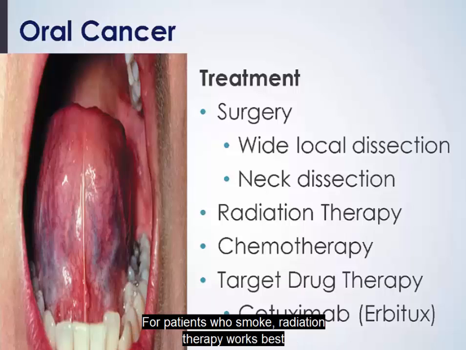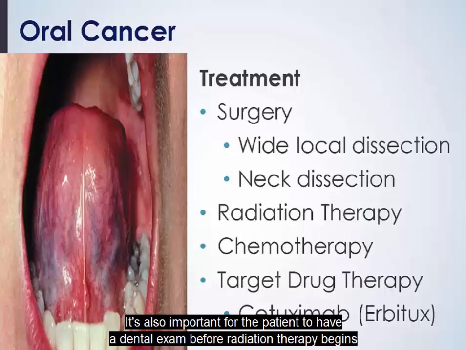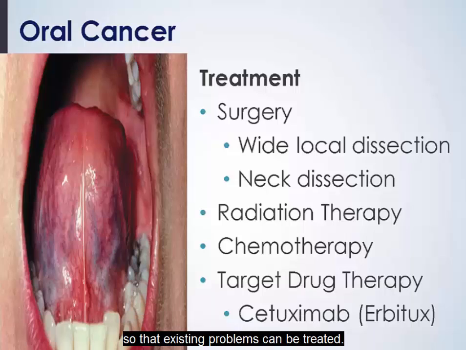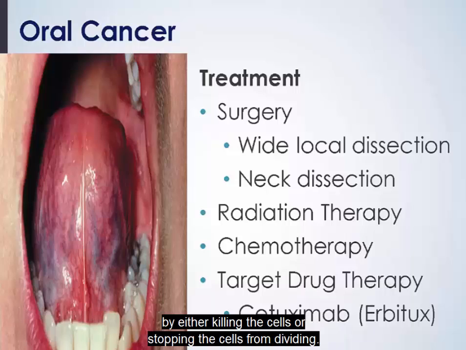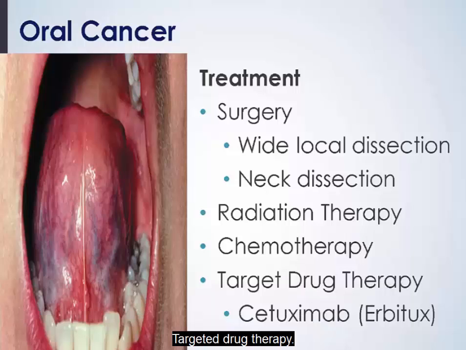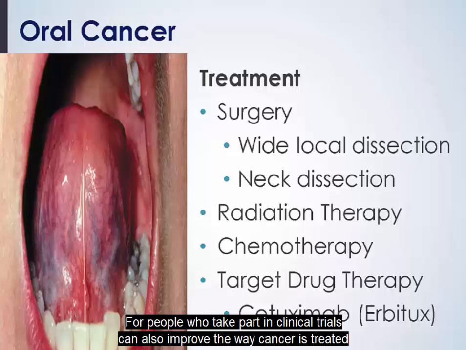For patients who smoke, radiation therapy works best when smoking is stopped before beginning treatment. It's also important for the patients to have a dental exam before radiation therapy begins so that existing problems can be treated. Chemotherapy is cancer treatment that uses drugs to stop the growth of cancer cells, and is done by either killing the cells or stopping the cells from dividing. The side effects depend on the drugs they receive, but the most common side effects are nausea, vomiting, and hair loss.